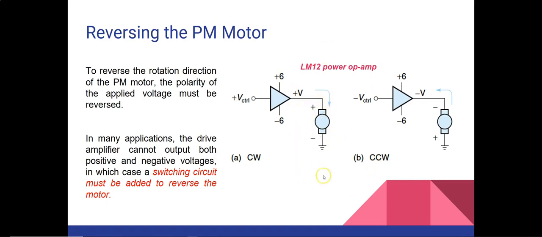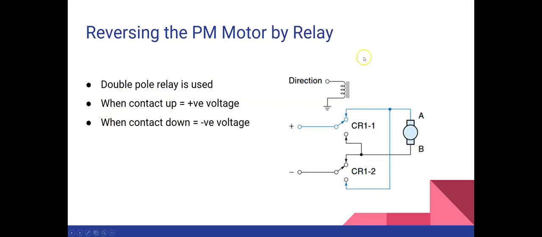So in this particular case you can use this type of op-amp, but in many applications this drive op-amp cannot produce both positive and negative voltage. So in those cases the switching circuits must be added to reverse the direction of the motor. So let's see those. You can reverse the direction of the permanent magnet motor by using the relay.